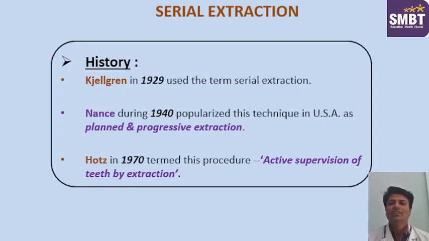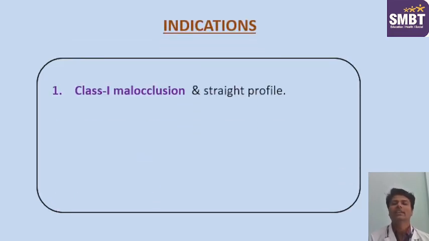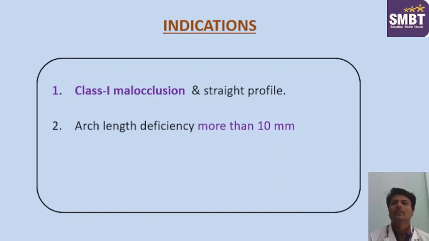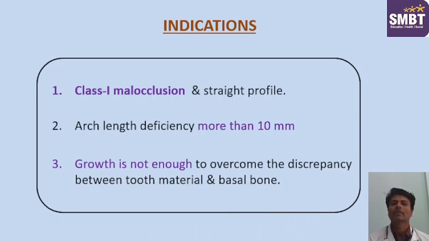So what are the indications for serial extraction? Generally, it is indicated in a class 1 patient with class 1 malocclusion and a straight profile. Then, when the arch length deficiency is more than 10 millimeters. Third, when growth is not enough to overcome the discrepancy between tooth material and basal bone. It is carried out in class 1 malocclusion where the mesiobuccal cusp of the maxillary molar occludes with the buccal groove of the mandibular first molar.